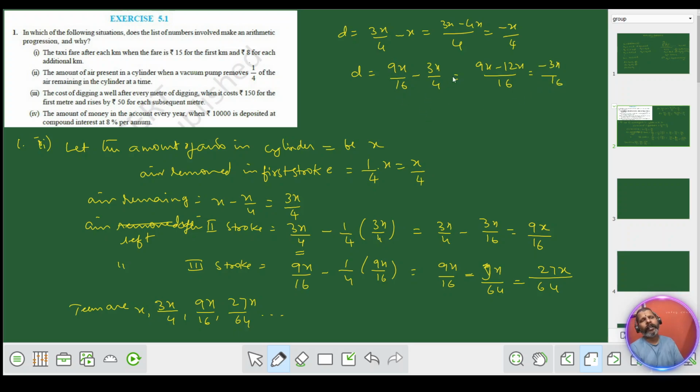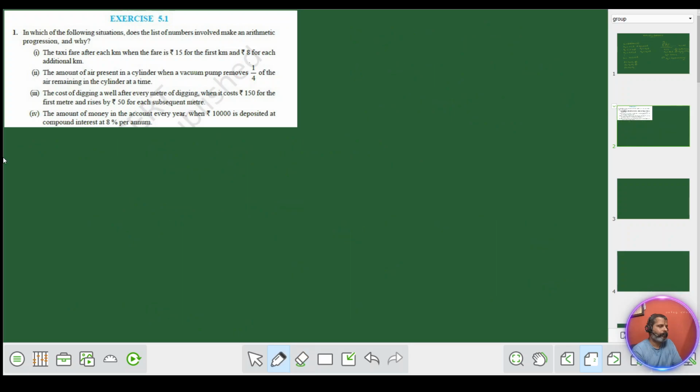If you see here, the common difference is not the same. Since the common difference is not the same, this is not in AP. Okay, we'll move to the next question.